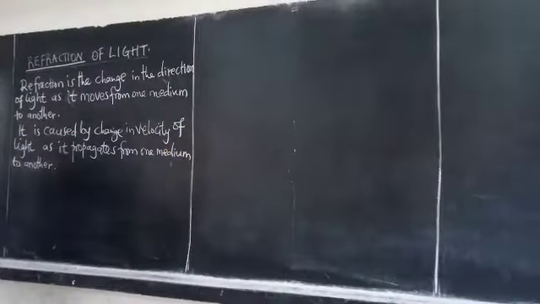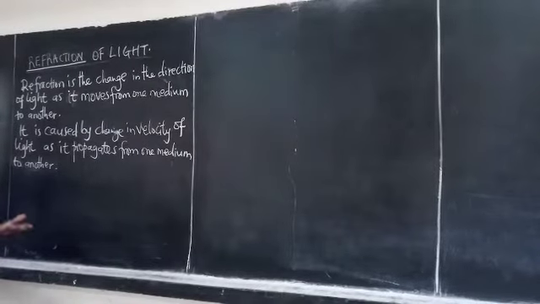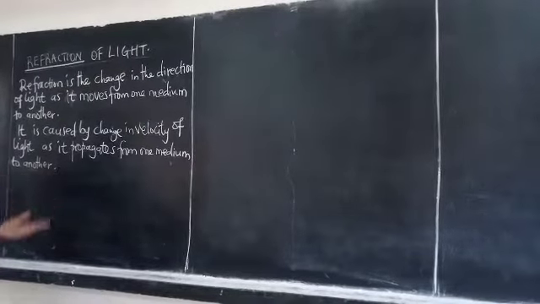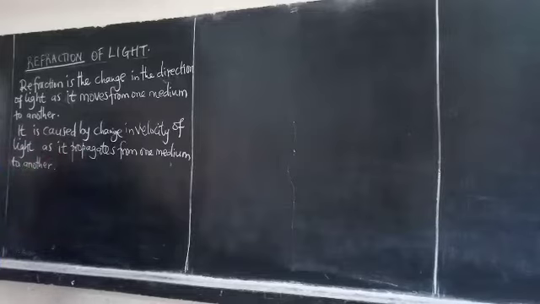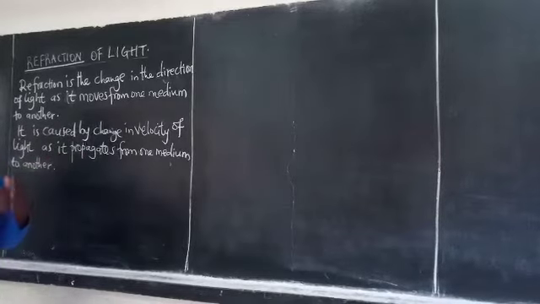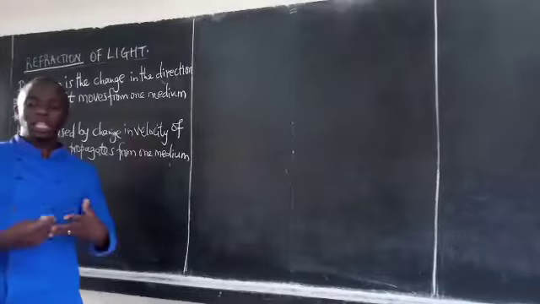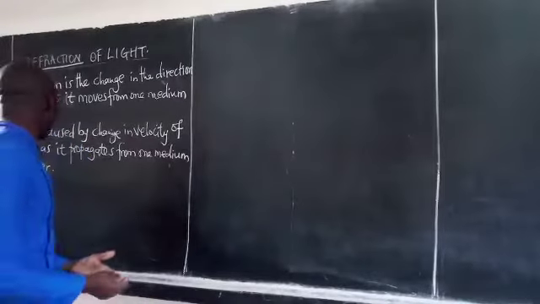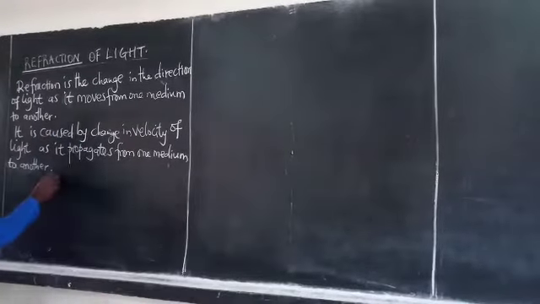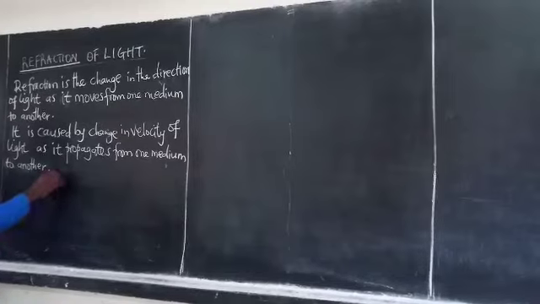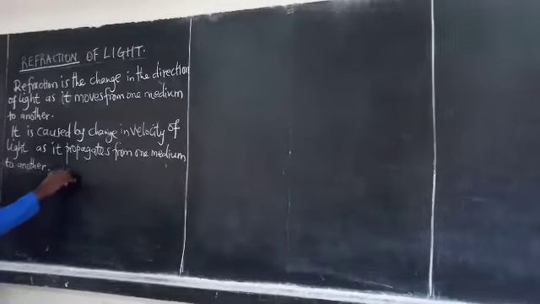And we are saying, what causes it? We say it in the definition, that it is caused by change in the velocity of light. When the velocity changes, then the direction changes, and we can have an illustration.